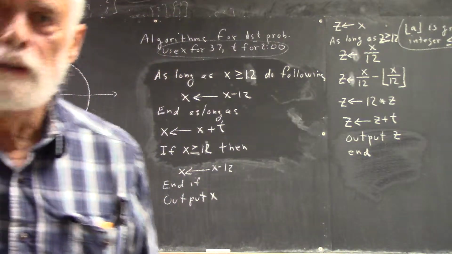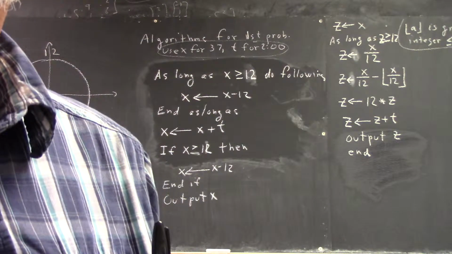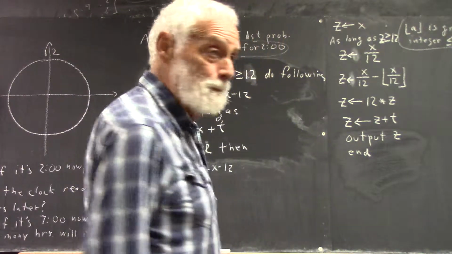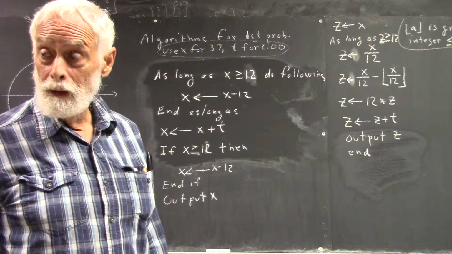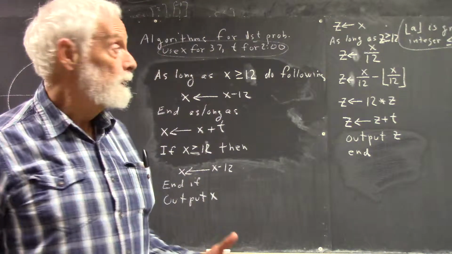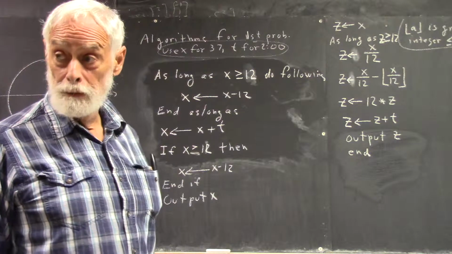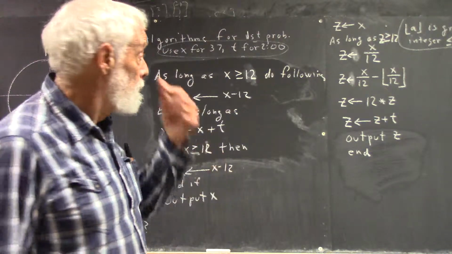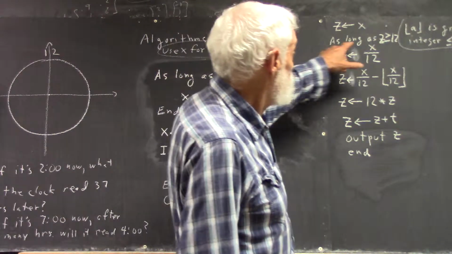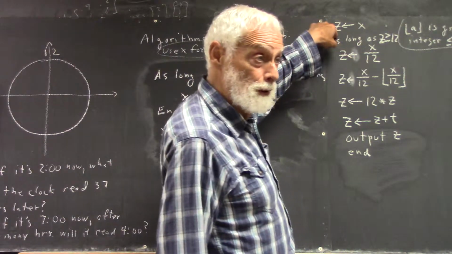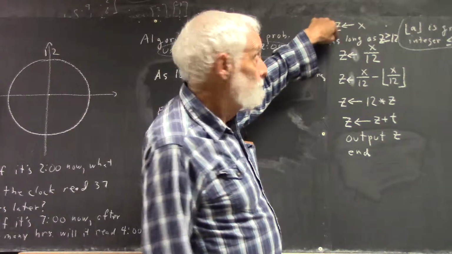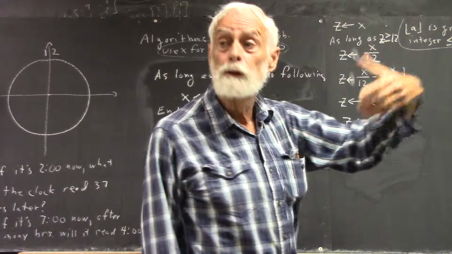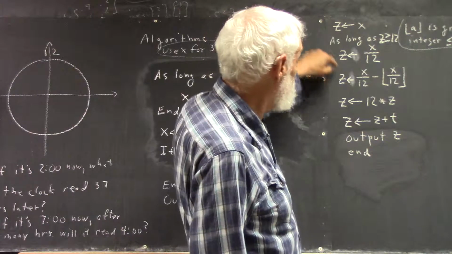Now let's trace this and see if it makes even remote sense. So again, x is 37, right? So now z is 37, right? Now, as long as z is greater than or equal to 12, well, z is greater than or equal to 12, so we proceed.